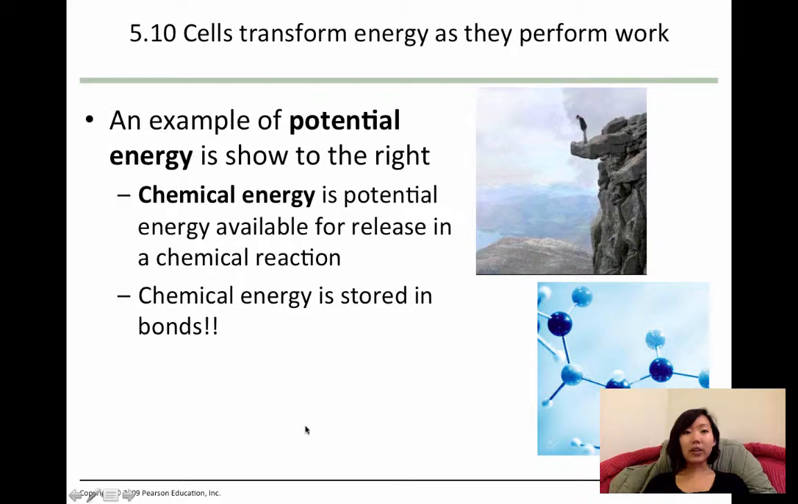In terms of potential energy, you're probably familiar with having more potential energy as you move higher up in space, right? You have more potential energy as you can drop down. But in terms of biology, what you want to know is that potential energy is actually stored in bonds. You can see that as chemical potential energy. So in the same way that this person standing on top of this cliff has a lot of potential energy, stored inside the bonds between atoms is a lot of potential chemical energy.